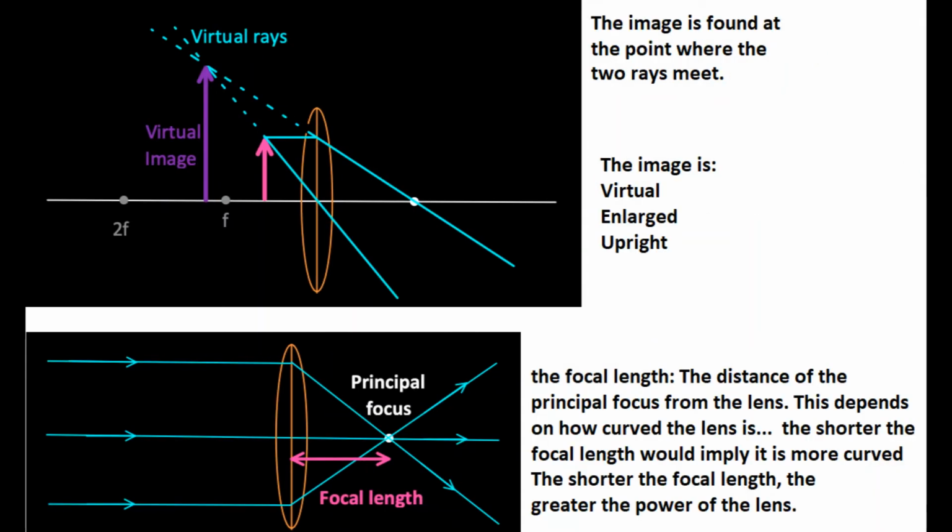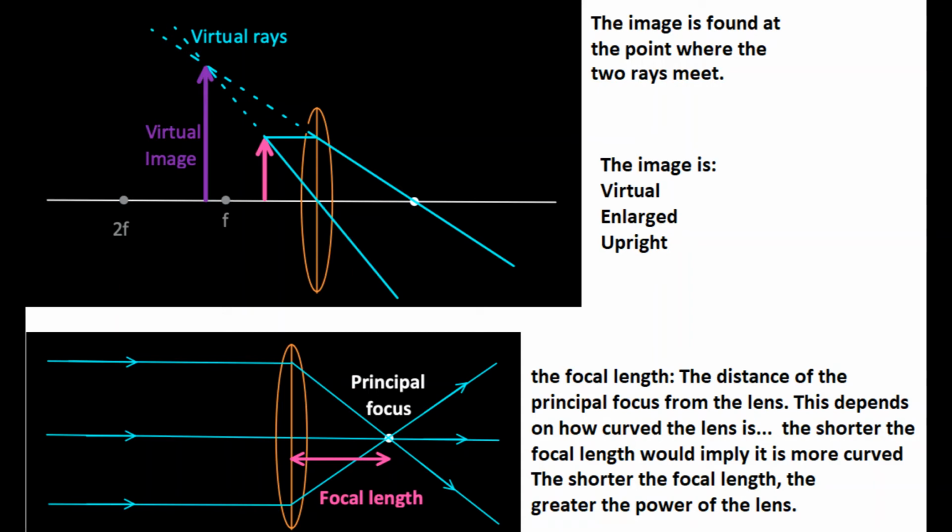All right, so the answers: the image is found at the point where the two rays meet. The image is virtual, enlarged, and upright. So here, can you see this is the negative type? Where is this the negative type? You've got the virtual image, so the image is formed to the left of the object. That's why it's negative.